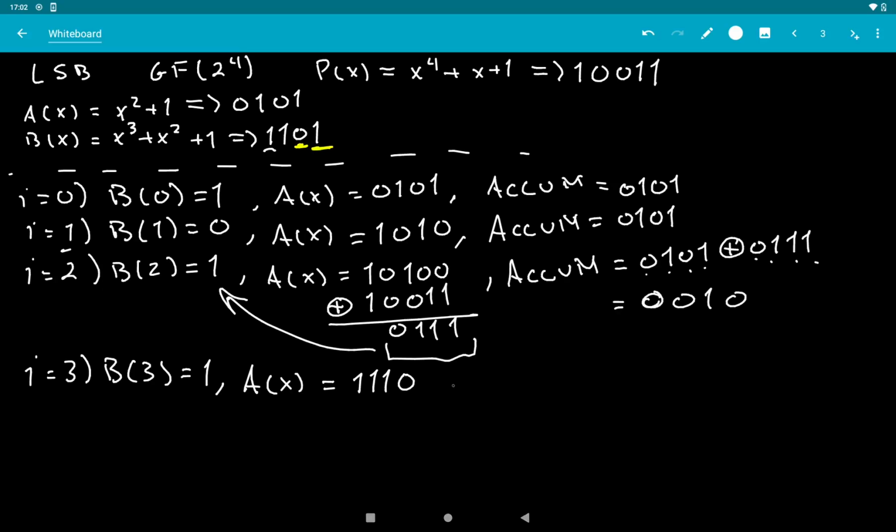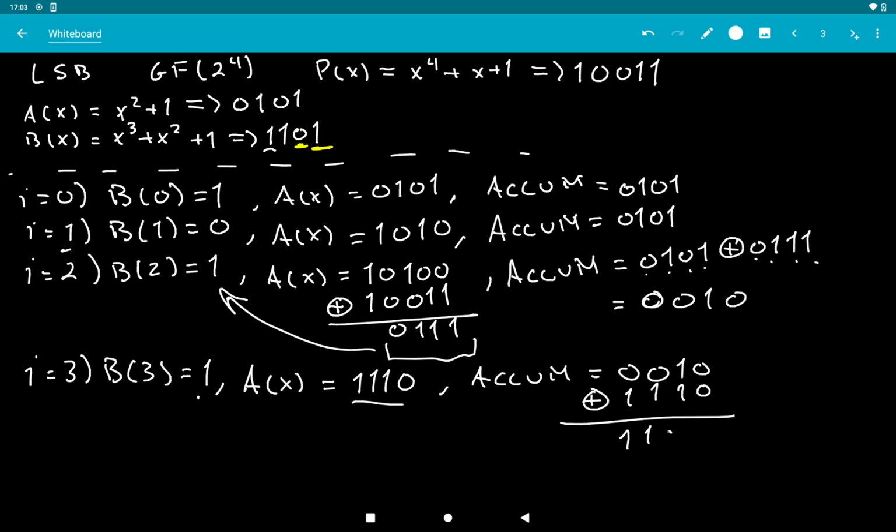And then we accumulate, again, our 0, 0, 1, 0. We want to XOR that with our 1, 1, 1, 0, because, of course, this is multiplied by 1, so we're going to add that in. So we end up with 1, 1, 0, 0.